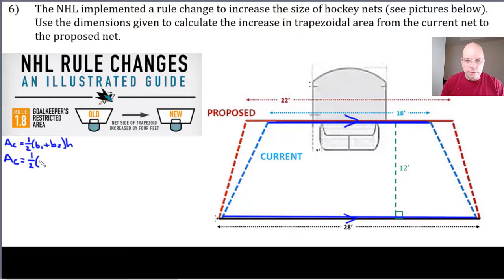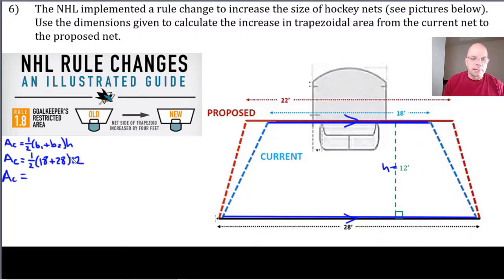And so 1/2 of 18 plus 28 multiplied by the height. The height is the perpendicular distance between the bases. You know it's perpendicular because of this right angle symbol, and so the height of the trapezoid is 12 feet. Now, if you look at this expression on the right side of our equation, we have 3 factors. We have 1/2 as one of our factors. This sum is the second of our factors, and the 12 is the third of our factors.